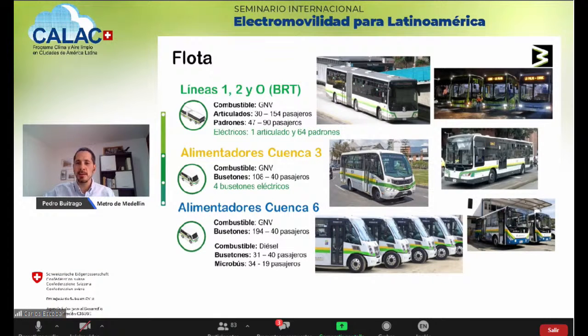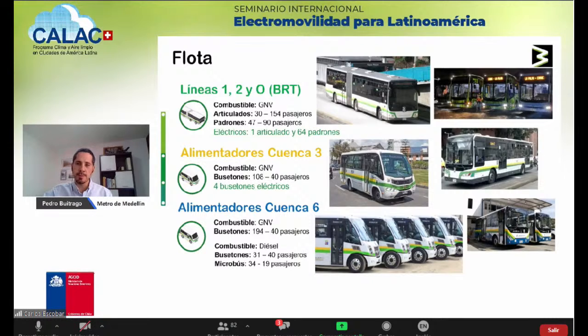So we have an operation of BRT lines that you can see on the top part. We have articulated buses and standard buses. Within them, we have an electric articulated one. I will give more details about this articulated unit. And we have 47 articulated, and we have 64 standard buses. So we also have feeders, and these are coaches for 180 to 108 and 40 passengers.